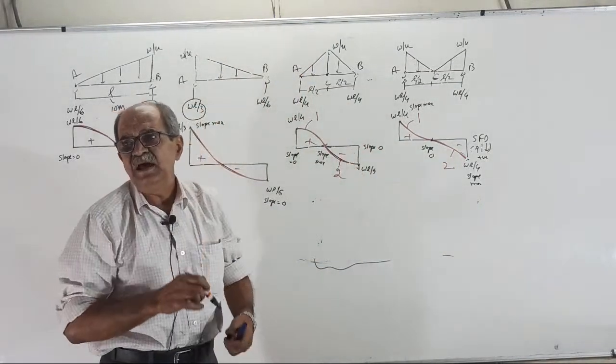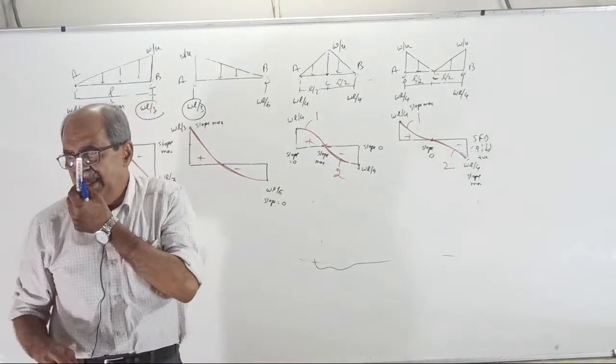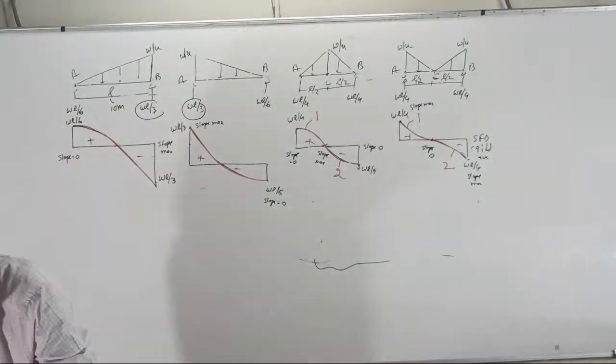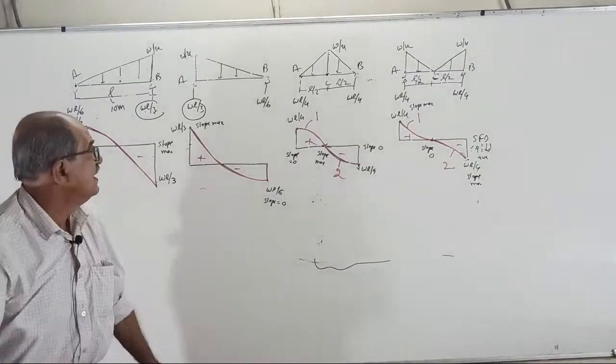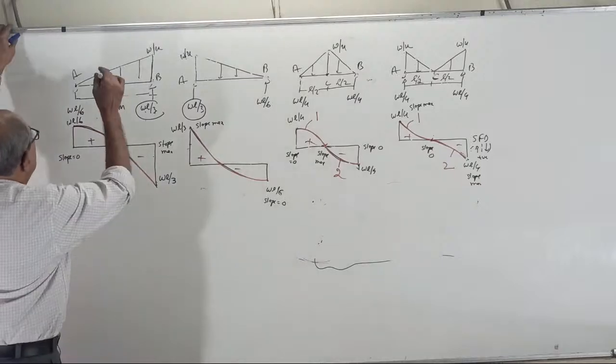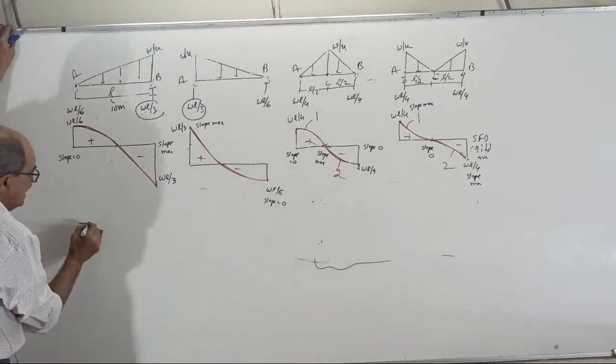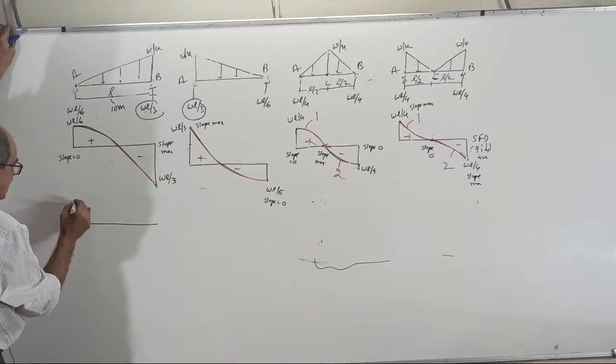Is this concept clear? Tell me first. Okay, someone told clear. Now, when you start from here, you go up by WL/6.